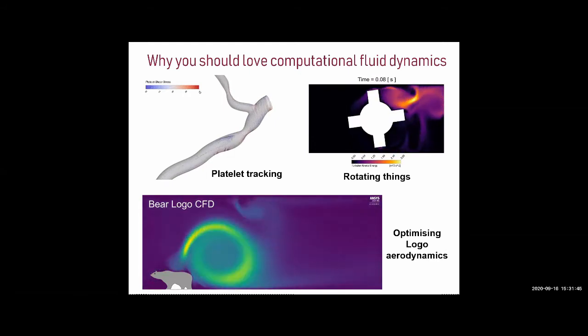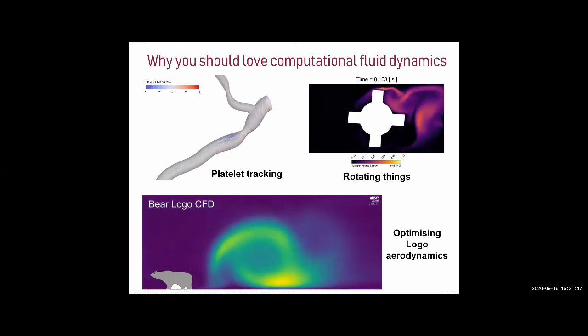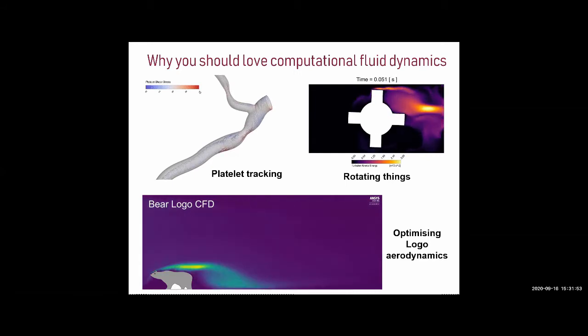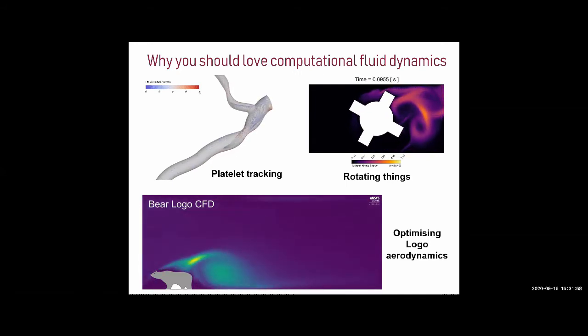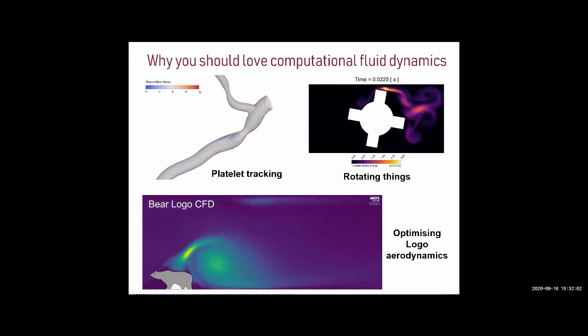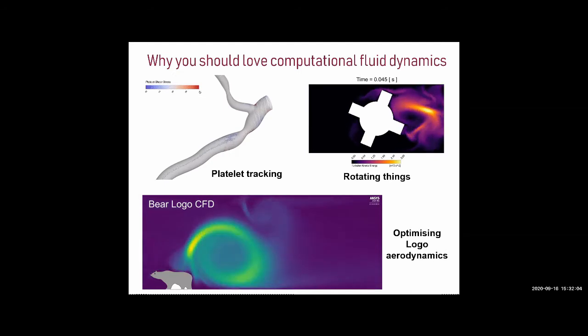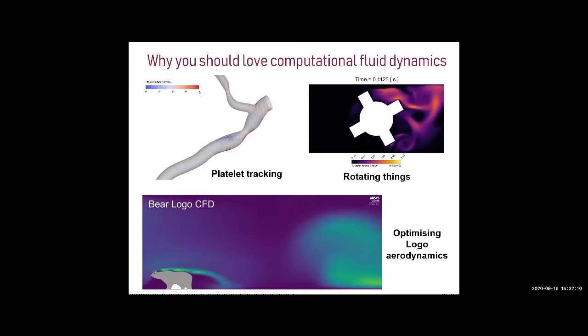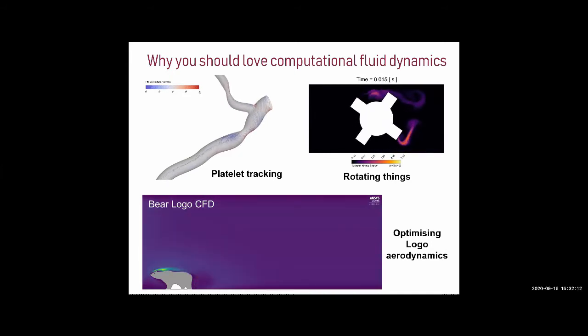So you have some platelet tracking in the left-hand side, so that's looking at areas where blood clots would occur. There's a nice image of turbulence forming around the rotor in the top right, and the bottom image is logo aerodynamics. So that's looking at how the air flows around the BEAR resources logo. So if they want to get in contact with me to improve the aerodynamics of their logo, then my email is at the end of the presentation if they'd like some advice for that.